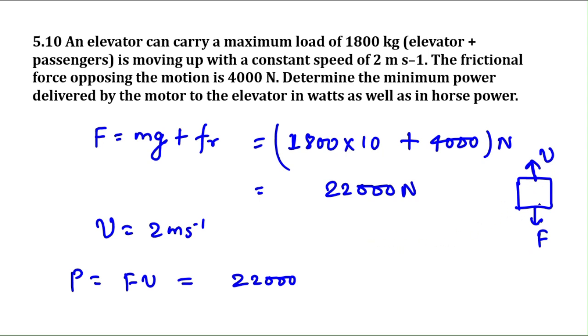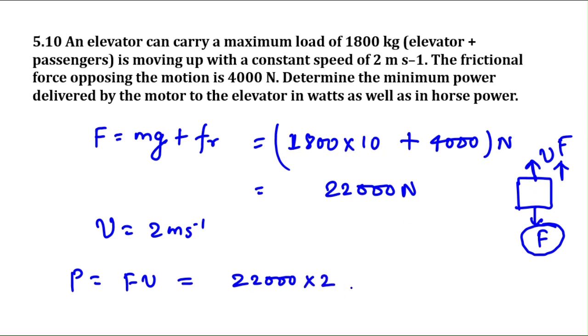This force is acting on the elevator, but the elevator motor has to apply exactly this much force in the same direction as the velocity. So in fact, the force applied by the motor on the elevator is this much and along the velocity. Not to be confused, this force is acting downward, but to counter it and keep the elevator in constant motion, the motor has to apply the same amount of force in the direction of velocity. That's why I have written positive here.